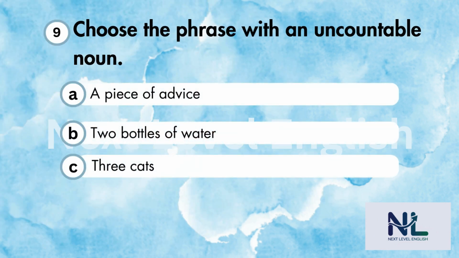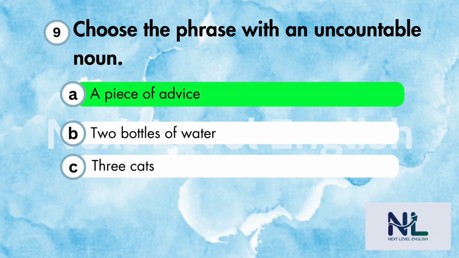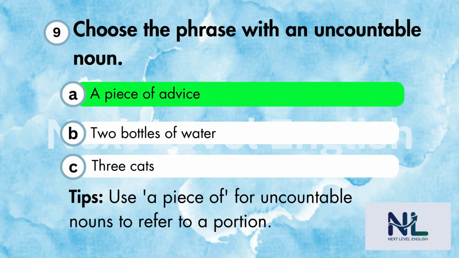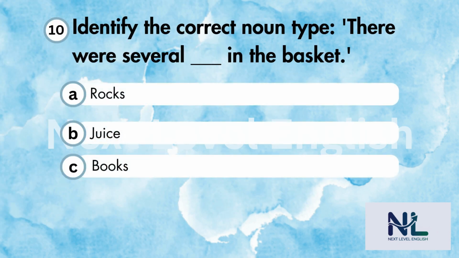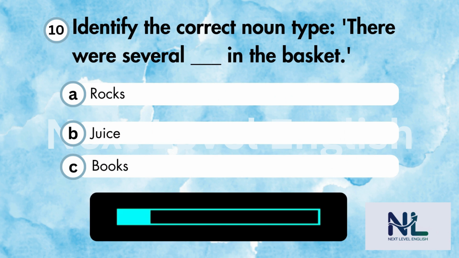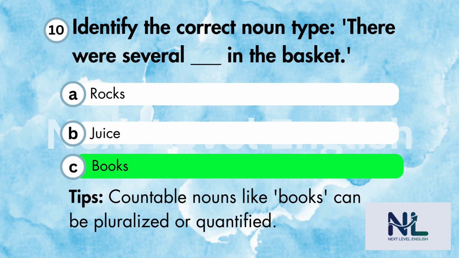9. Choose the phrase with an uncountable noun. A piece of advice. Tips: use a piece of for uncountable nouns to refer to a portion. 10. Identify the correct noun type. There were several books in the basket. Tips: countable nouns like books can be pluralized or quantified.